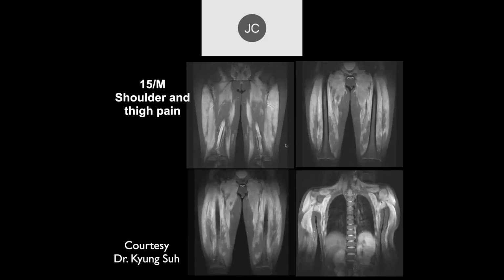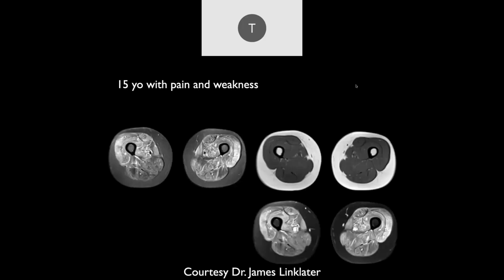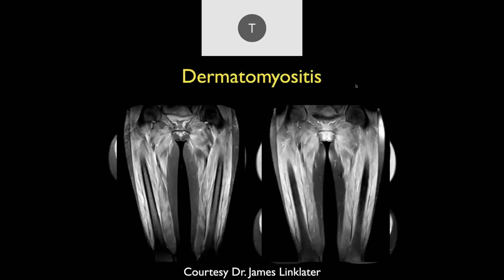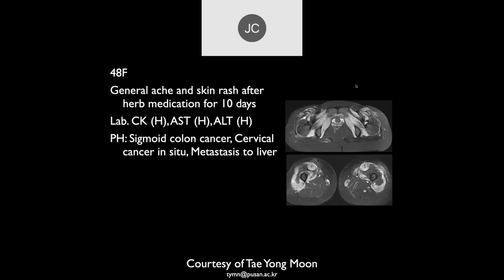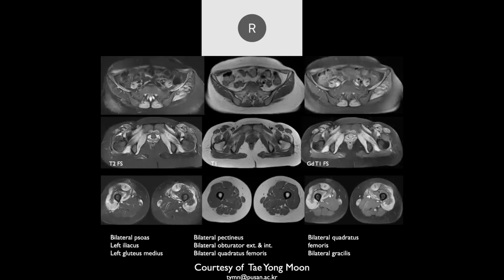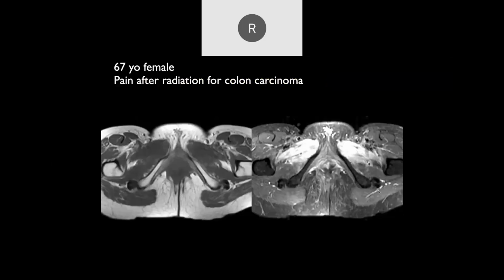Okay, Tayson. All right, so it looks like diffuse increased signal within the musculature throughout the upper and lower extremities. Is this another case of dermatomyositis? Yep. Good. Robert. All right, so we have a 48-year-old female, general ache and skin rash after medication for 10 days. Has a history of sigmoid colon cancer, cervical cancer, and mets to the liver. Again, it looks like there's a lot of increased signal throughout the anterior musculature, and it could be another myositis case. Yeah. Good.